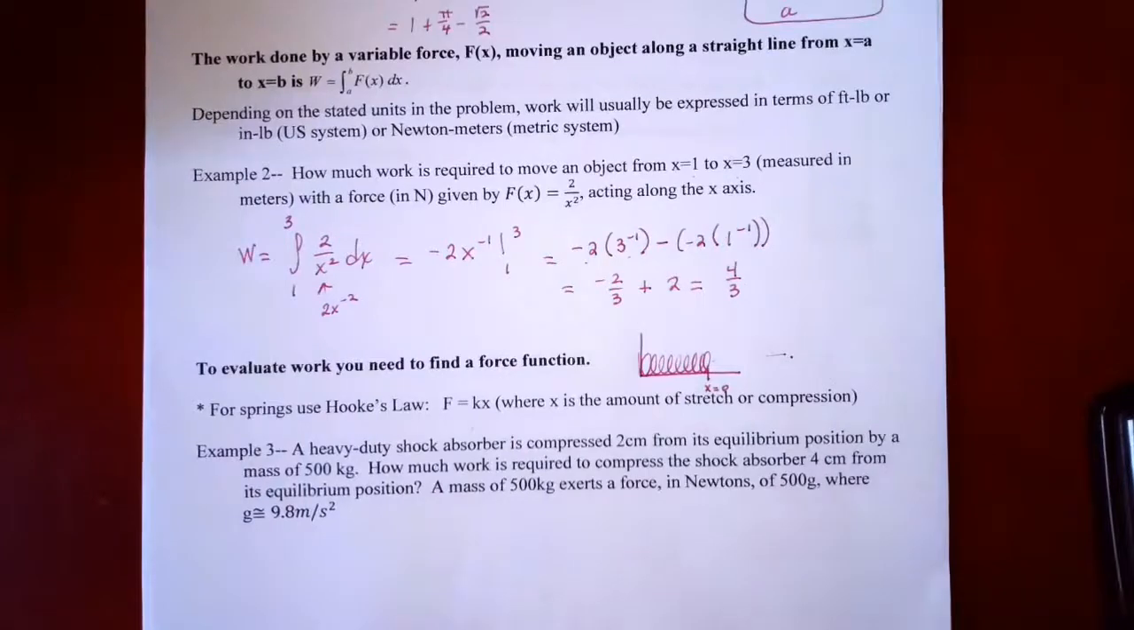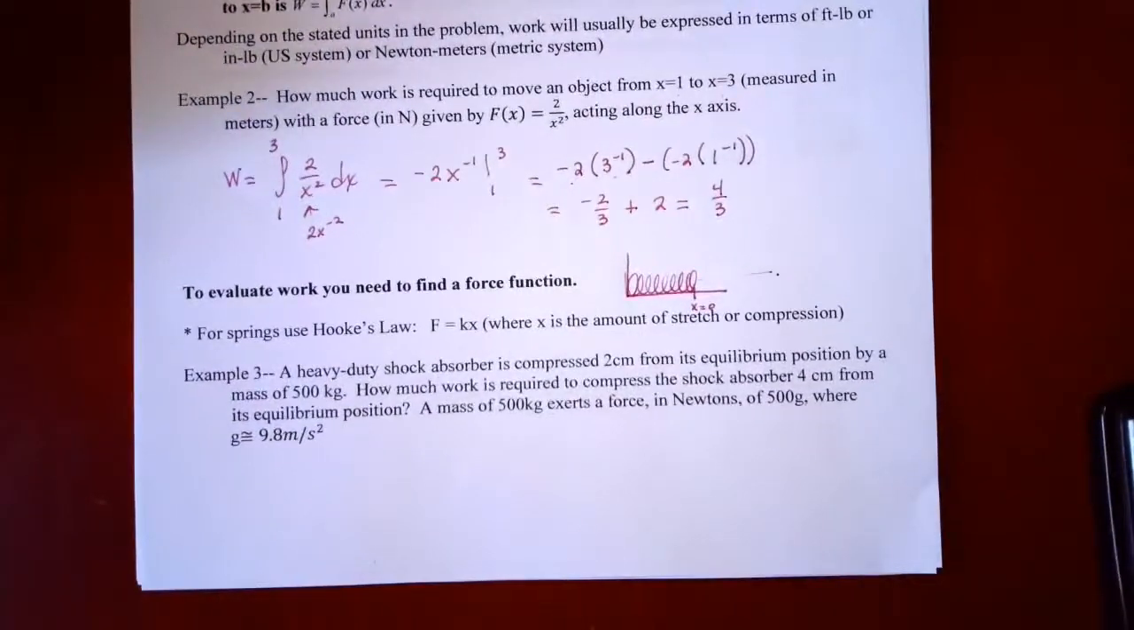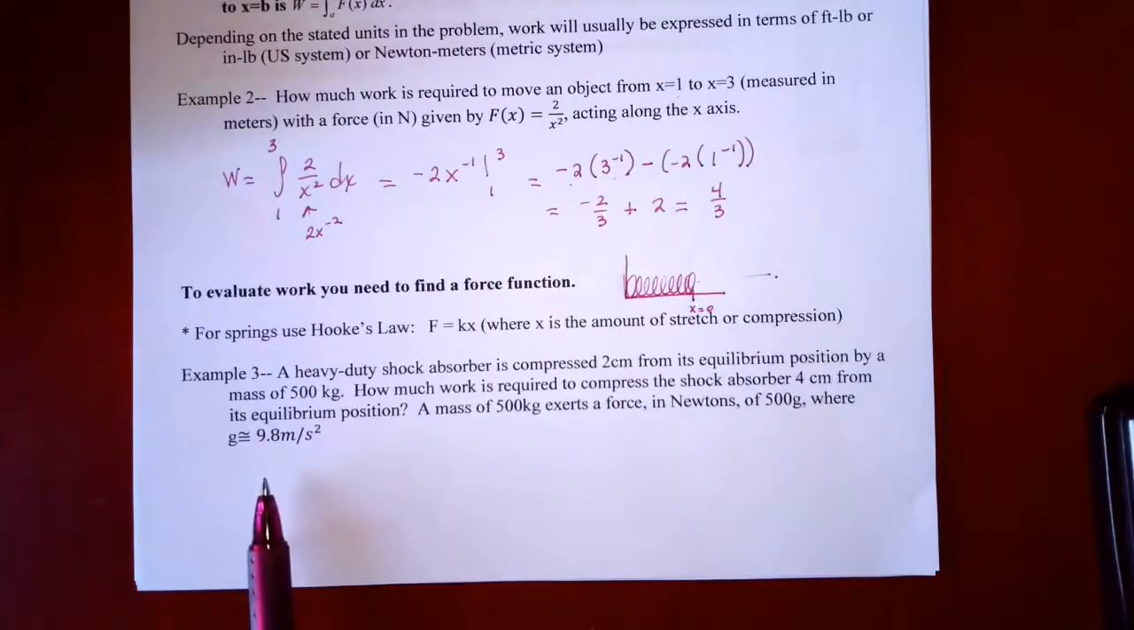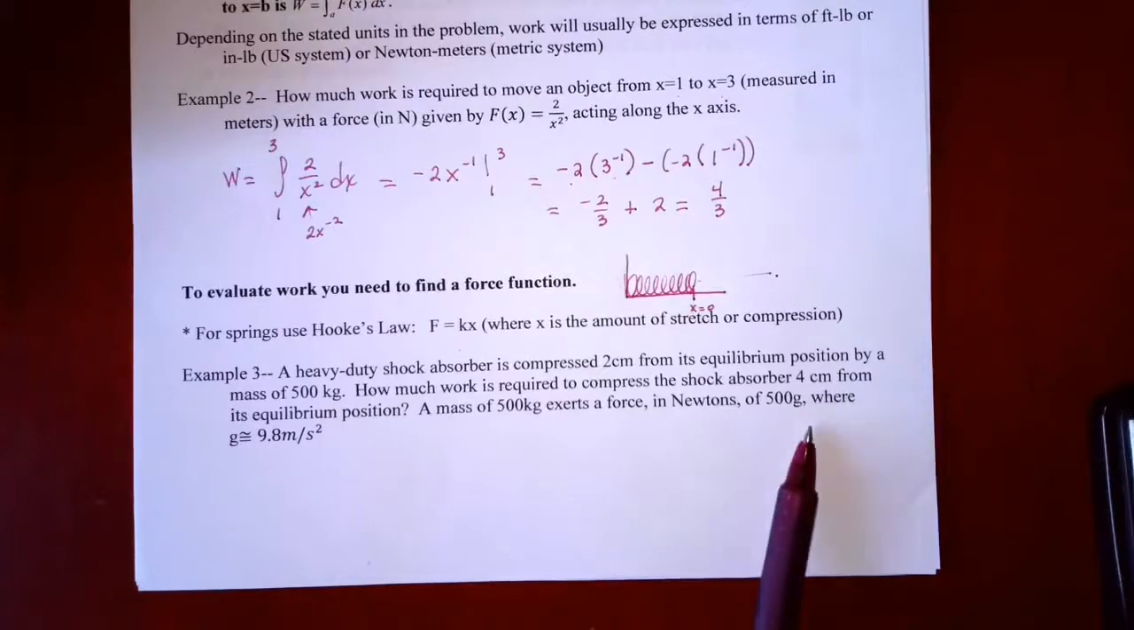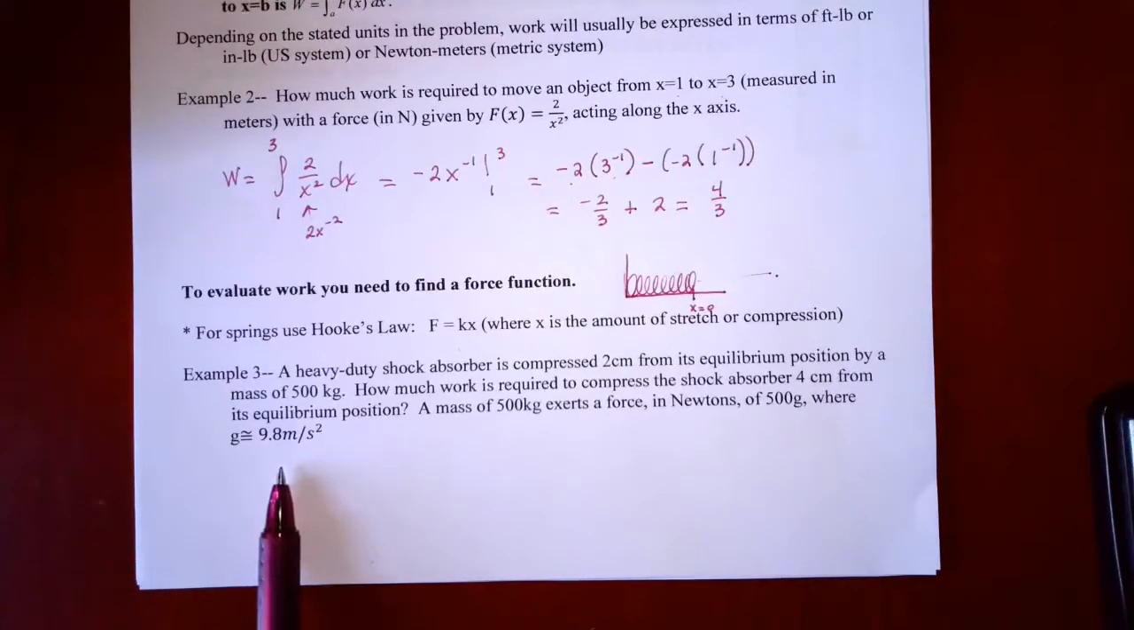Okay? Now, in this first problem, it says a heavy-duty shock absorber is compressed 2 centimeters from equilibrium by a mass of 500 kilograms. How much work is required to compress the shock absorber 4 centimeters from equilibrium? Okay, now think about the fact that a mass of 500 kilograms exerts a force in newtons of 500 times gravity, where gravity is approximately 9.8 meters per second.